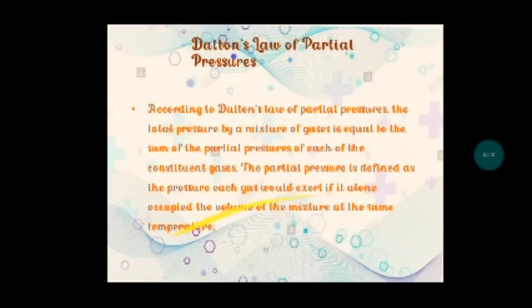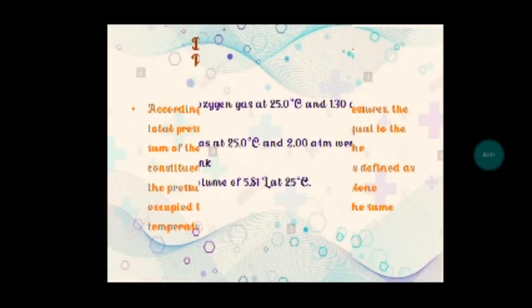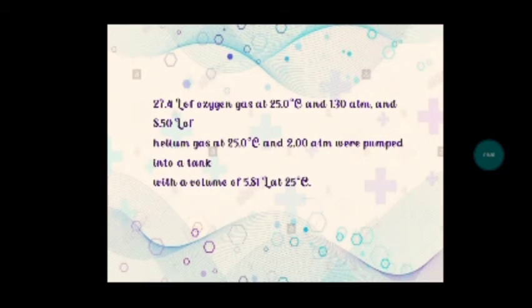So let's proceed to Dalton's law of partial pressure. According to Dalton's law of partial pressures, the total pressure of a mixture of gases is equal to the sum of the pressures of each of the constituent gases. The partial pressure is defined as the pressure each gas would exert if it alone occupied the volume of the mixture at the same temperature. So, we try this example.